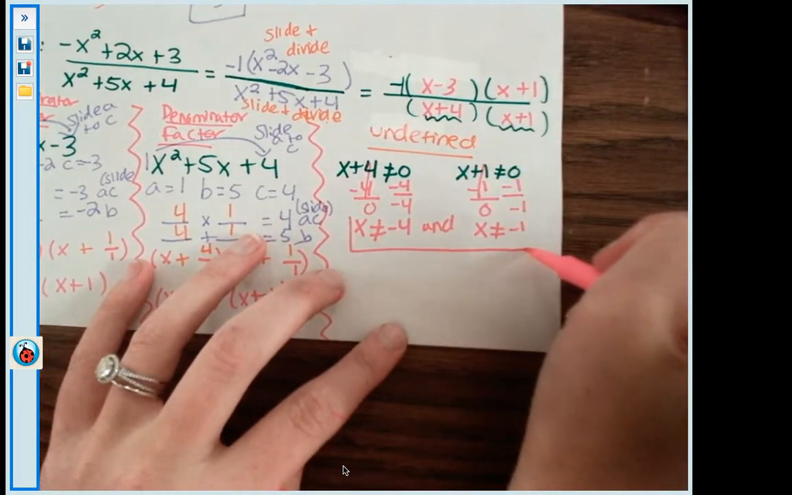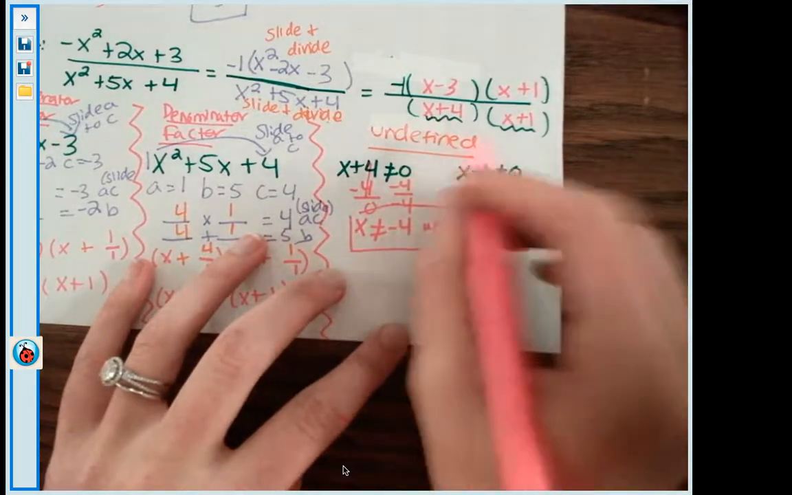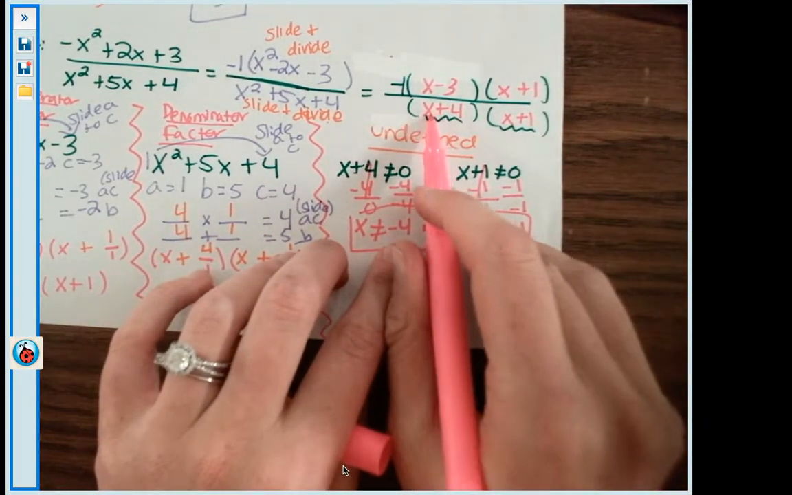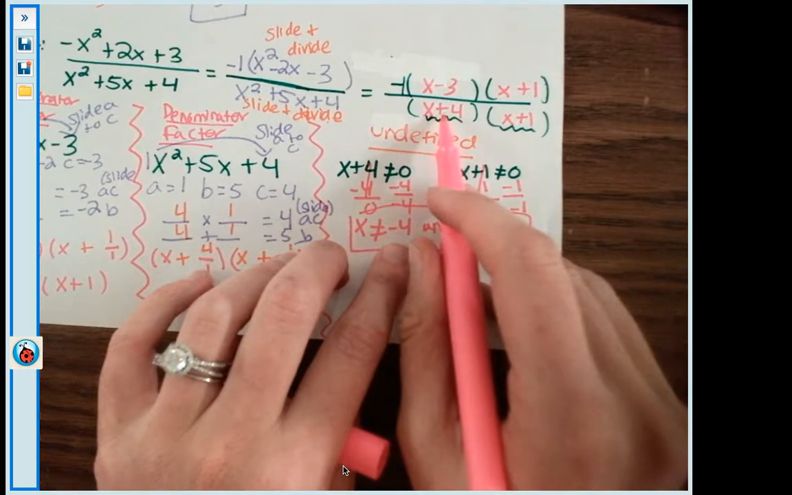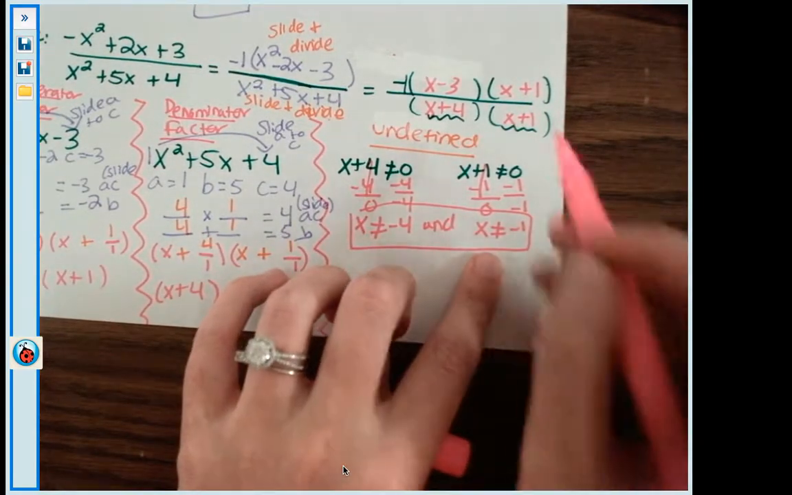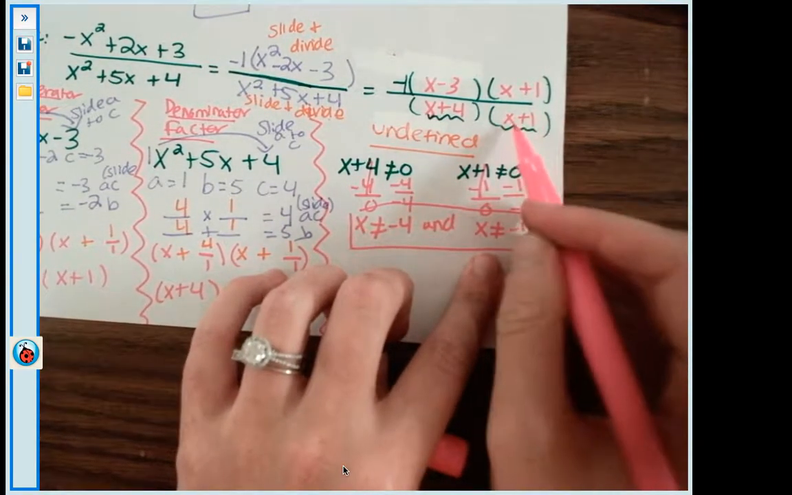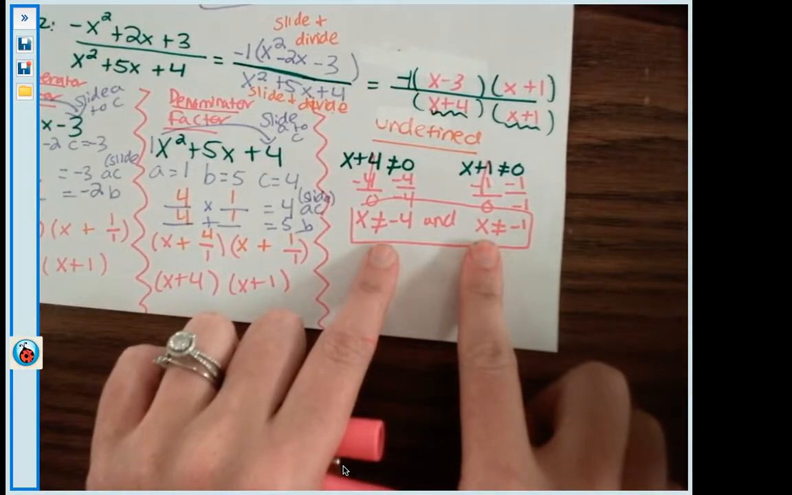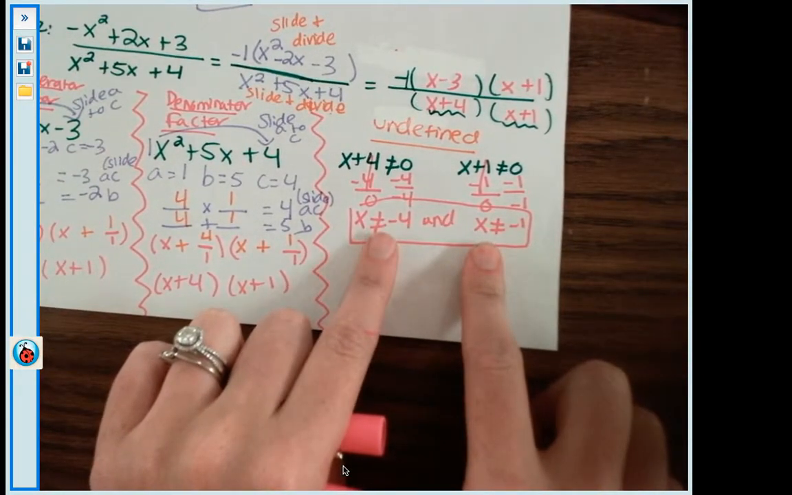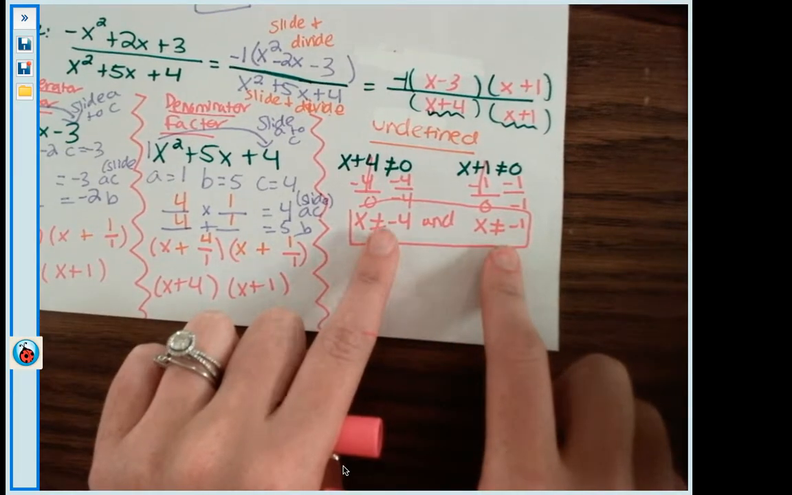Okay, so these are the values, you guys, that will make the denominator 0. If x is negative 4, plus 4 is 0. And if x is negative 1, plus 1 is 0. And that's not allowed, but we saved it, so no kittens will be dying. X can never be negative 4 or negative 1.